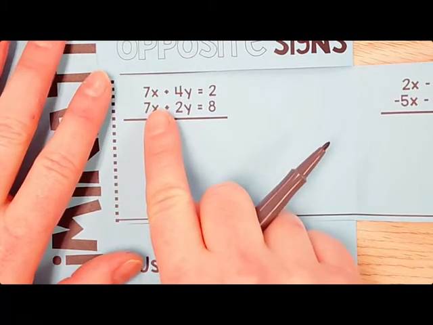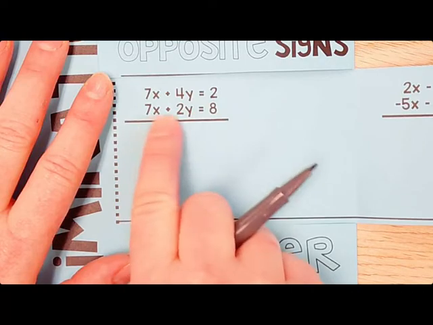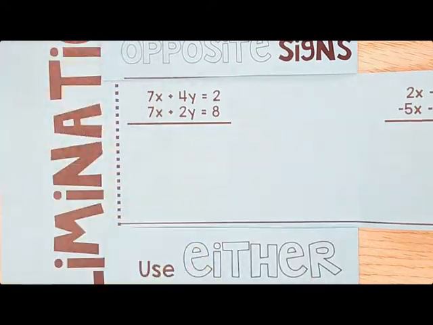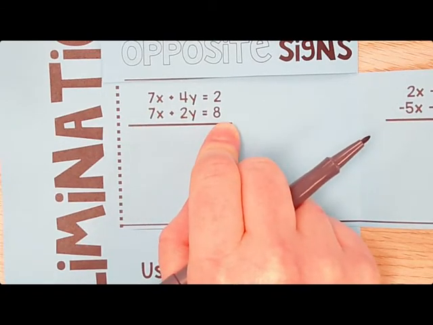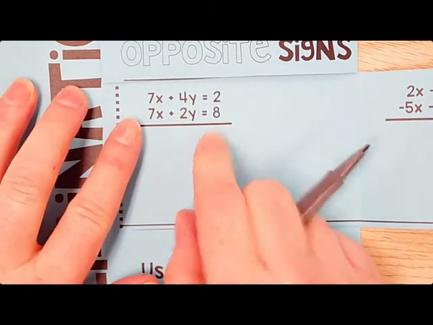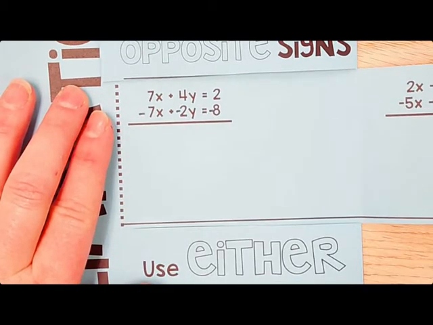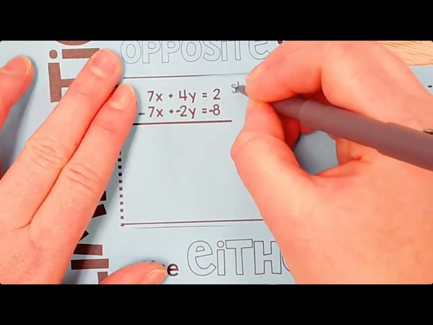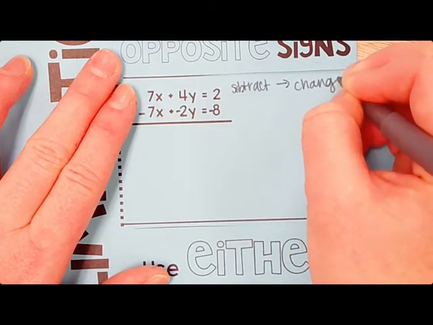Okay, so if we look at 7x, 4y, 2, 7x, 2y, and 8. You look and see what could cancel out if I were to subtract. The 7s. So I'm going to subtract this whole thing. But when you subtract the whole thing, you're actually changing the sign on each one. Subtract, change all signs.